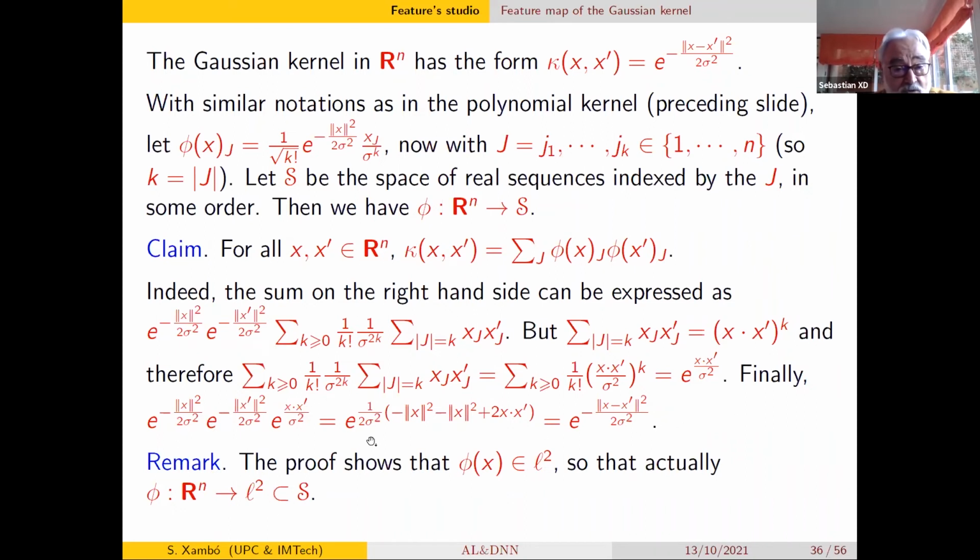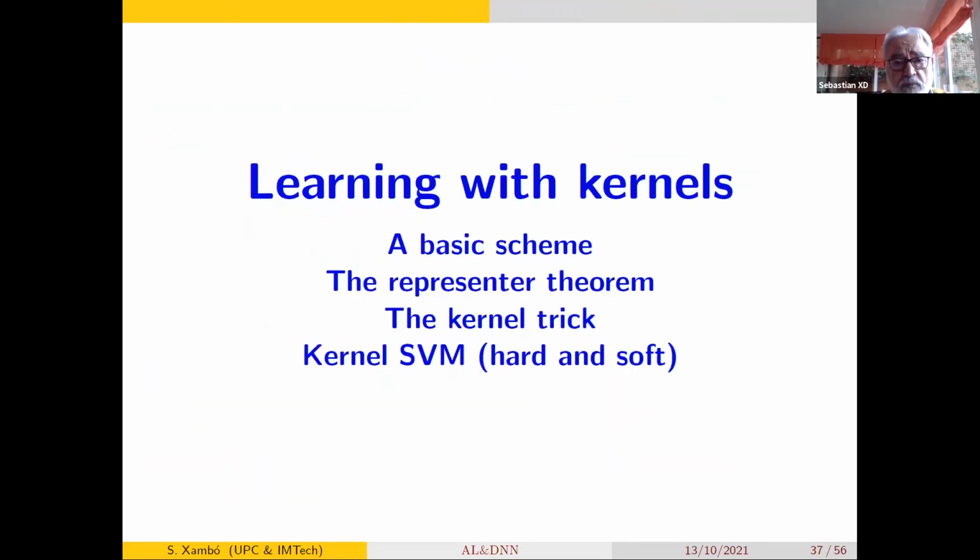Now the proof shows, if you look at this carefully, that phi of x actually is in little l squared. So the feature space is little l squared, this subspace of S. Well, this ends the feature visit.